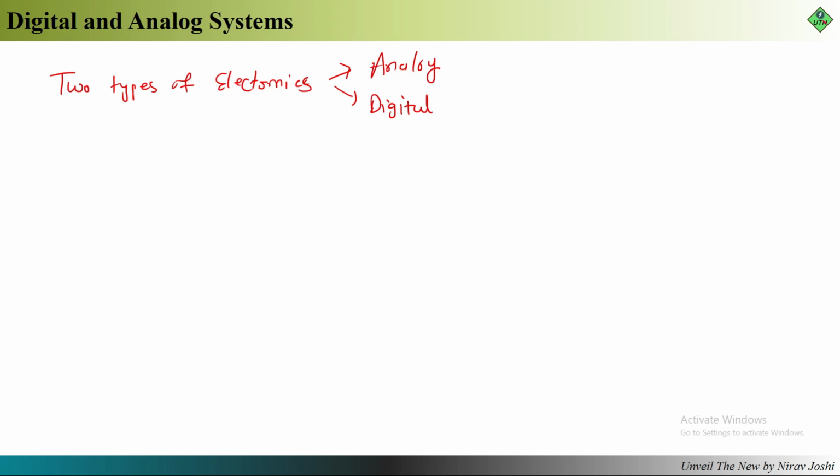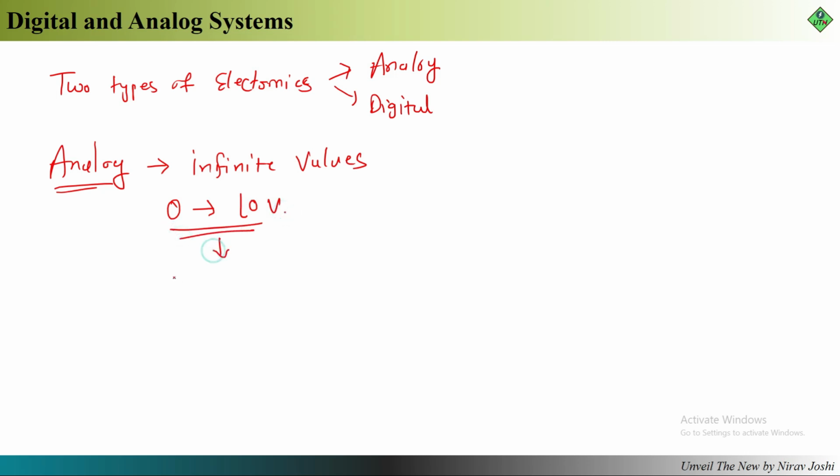Now I hope you all have heard these two words, analog and digital, but in 1 or 2 minutes we will quickly try to understand the exact meaning of analog and digital. When we speak of analog, it means there are infinite values. If I'm saying that my voltage range is from 0 to 10 volts, then between 0 and 10 there is a possibility of infinite values.